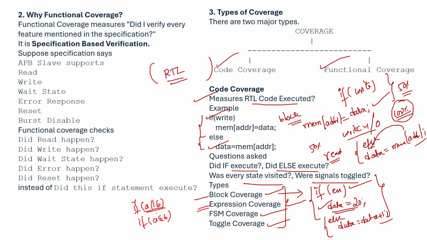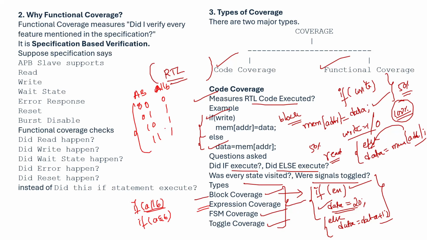That means an AND operation or an OR operation is there. For an OR operation, a and b, two inputs I am taking, a or b: 0 0 means 0, 0 1 means 1, 1 0 means 1, 1 1 means 1. Now here it tells you whether different combinations are exercised or not. That will tell you the expression coverage. In this AND operation we have four combinations, and for the OR operation we also have all four combinations.